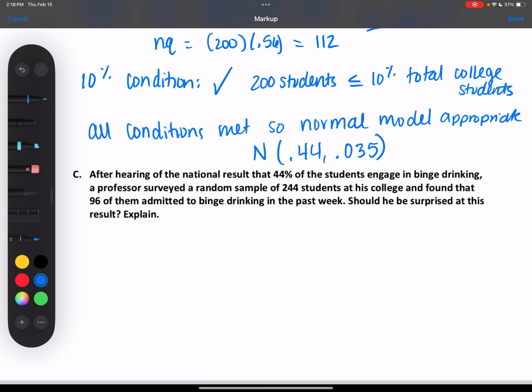All right, after hearing of the national result that 44% of the students engage in binge drinking, a professor surveyed a random sample of 244 students at his college and found that 96 of them admitted to binge drinking in the past week.